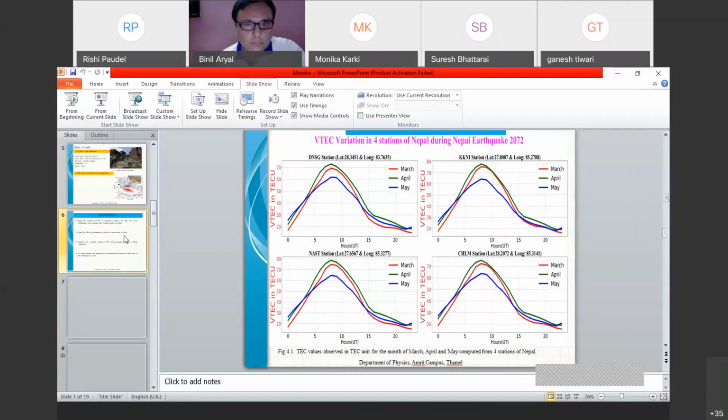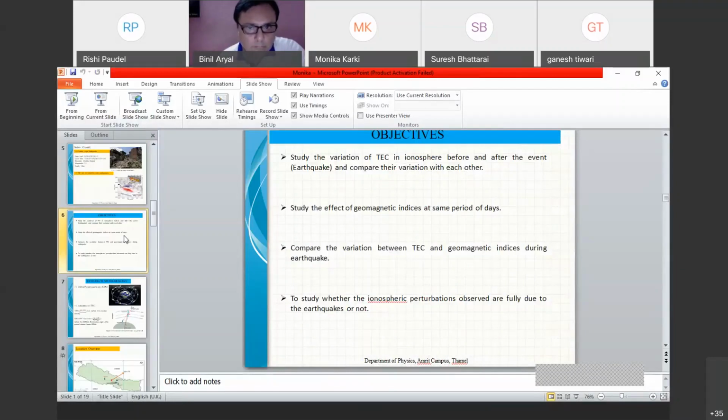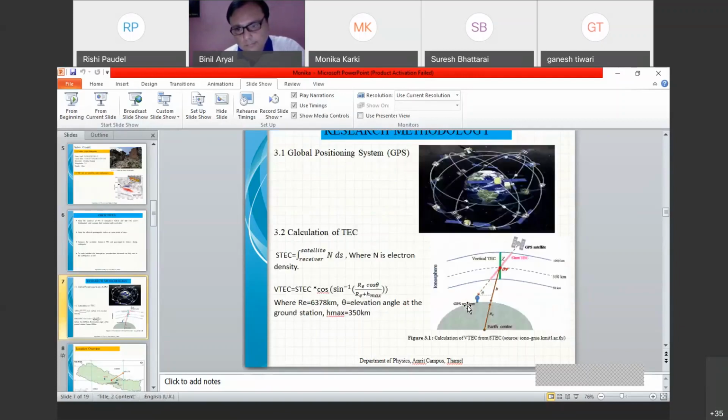Our main objective behind this work is to know the relation between earthquakes and ionospheric perturbation events, and to know whether there is actually a relation between them or not. Our work is based on GPS data.